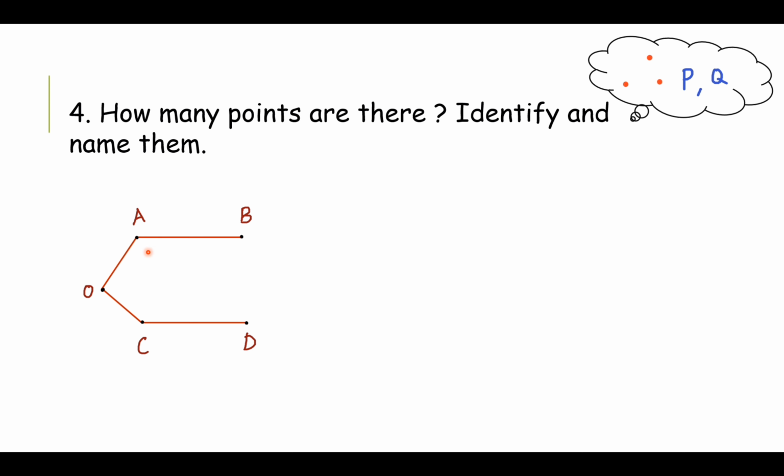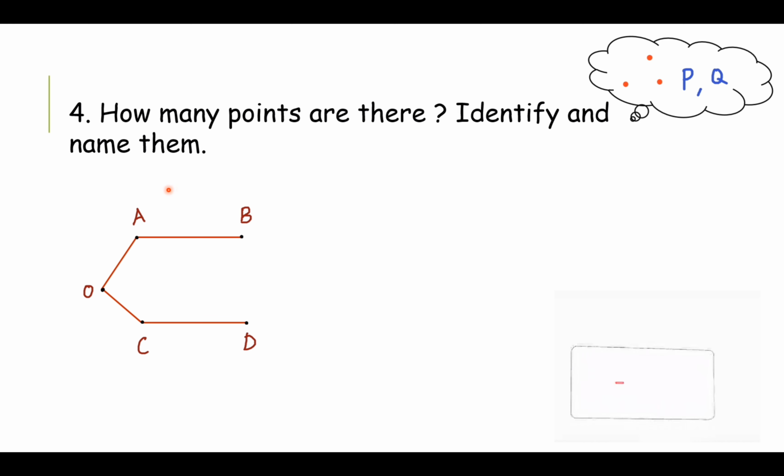So in this figure, you need to identify a dot. If you observe A, B, O, C, all these are represented with a dot. So all these are points. It has labeling A, B, C, D and O. Now read the question. How many points are there? Count the points. A, B, O, C, D. So a total of 5 points are there.